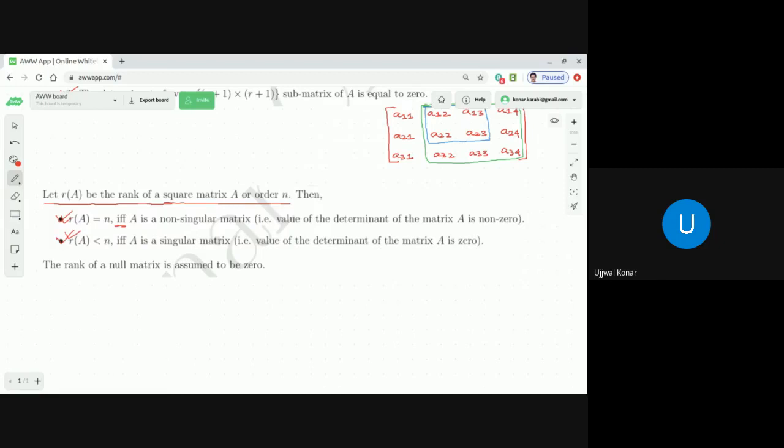And the rank of a null matrix is assumed to be zero. Okay, the rank of a null matrix is assumed to be zero. So these are the fundamental definition and different cases about the rank of a matrix.